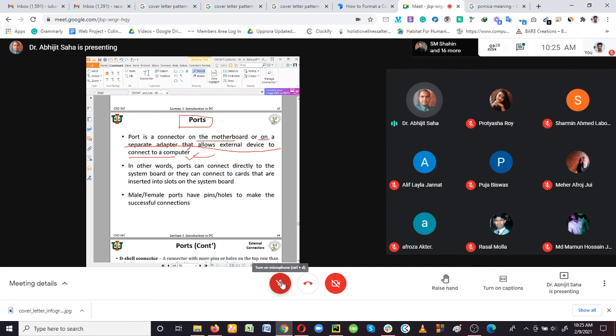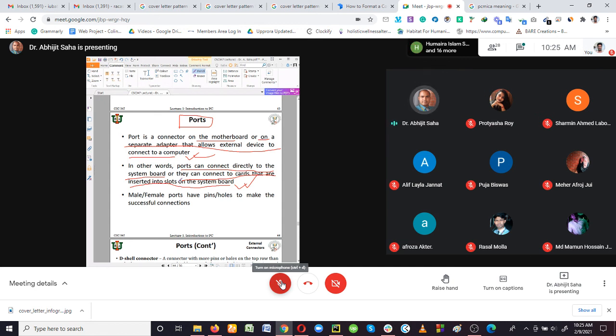But here there is some additional information. In other words, ports can connect directly to the system board, or they can connect to cards that are inserted into slots on the system board. What does it mean? It means that ports can come built in directly from the motherboard manufacturer.